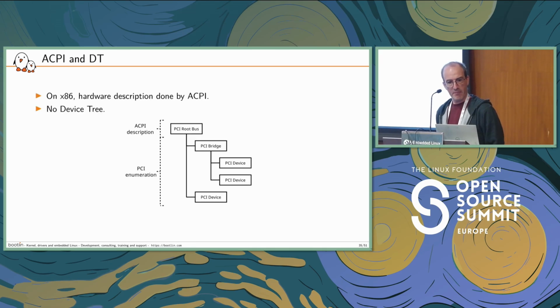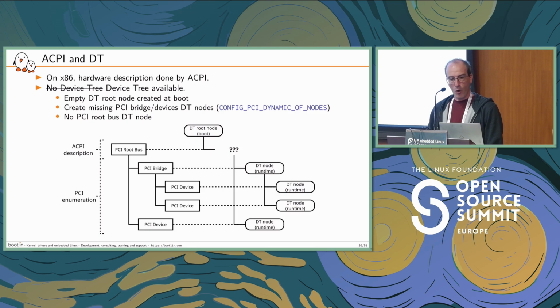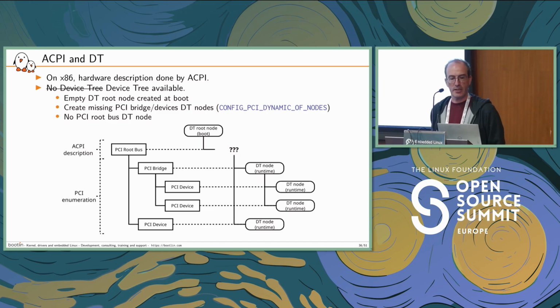I'll talk about ACPI. What can be done on ACPI? Well, on x86 there is ACPI, there is no device tree, so our internal representation is based on the ACPI description. With the enumeration we have the device, and that's all. Well, not in fact. There is a device tree, at least it can be used on x86. What is done is that at boot an empty device tree node is created. But we can enable CONFIG_PCI_DYNAMIC_OF_NODES in order to create all the missing nodes, as we did on device tree-based systems.